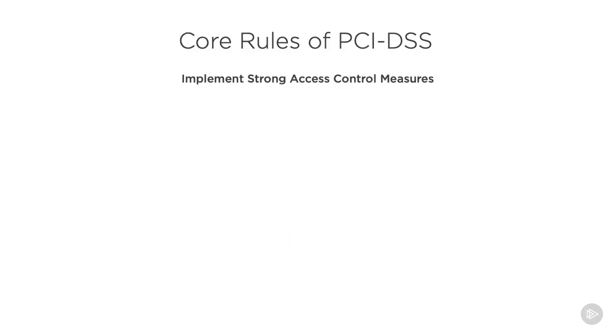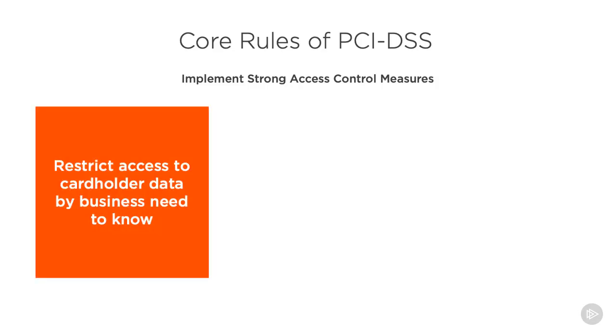The next set of rules deals with implementing strong access control measures. This may be one of the most important sets besides the vendor-supplied default passwords, and that is that we must have procedures in place that restrict access to cardholder data based on business need to know. If you need it in order to do your job, then you can see it. But we restrict access so that it's only on a need-to-know basis.